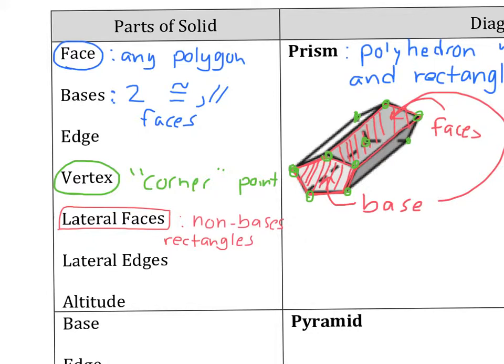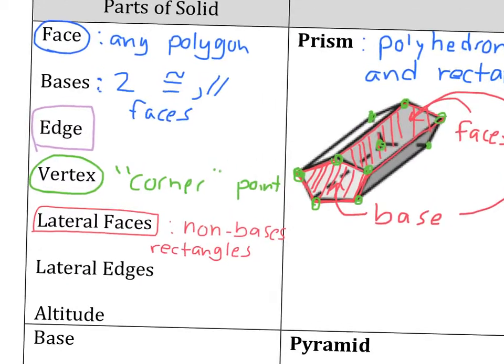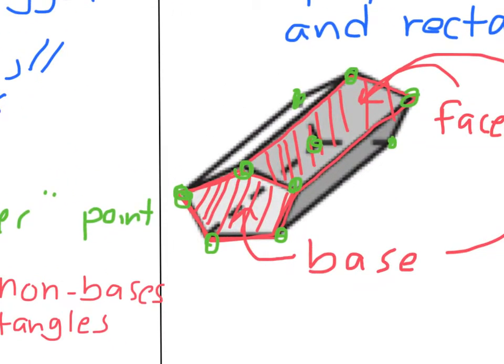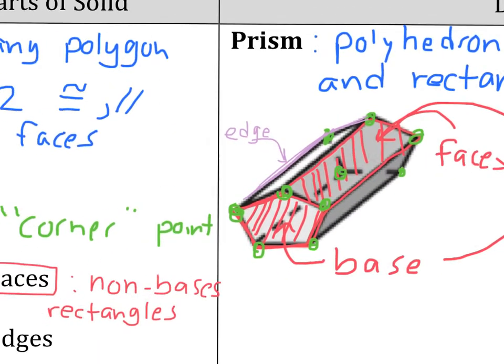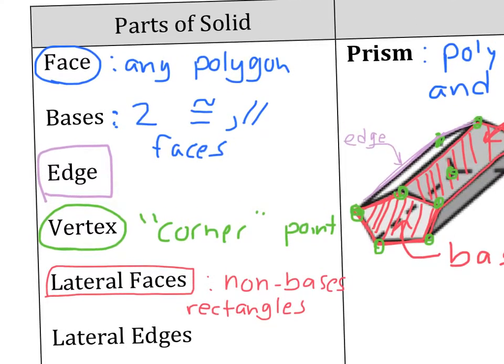And lastly, we're going to talk about edges. And the edges are pretty much the frame that you draw. So every single one of these black lines that I originally drew, every single one of these is an edge. So these are the segments connecting the vertices.